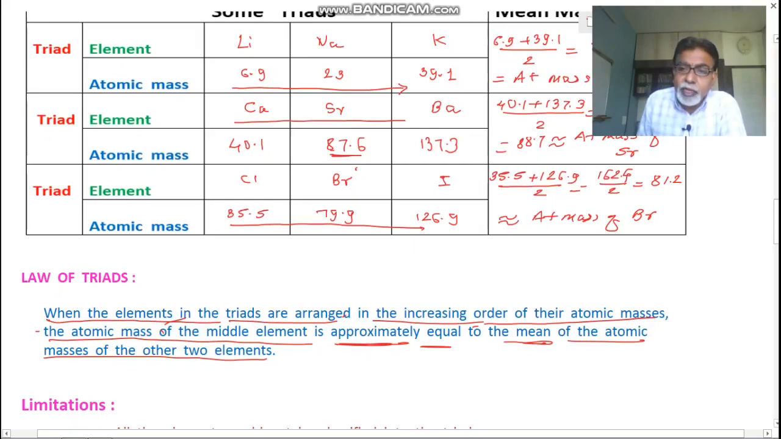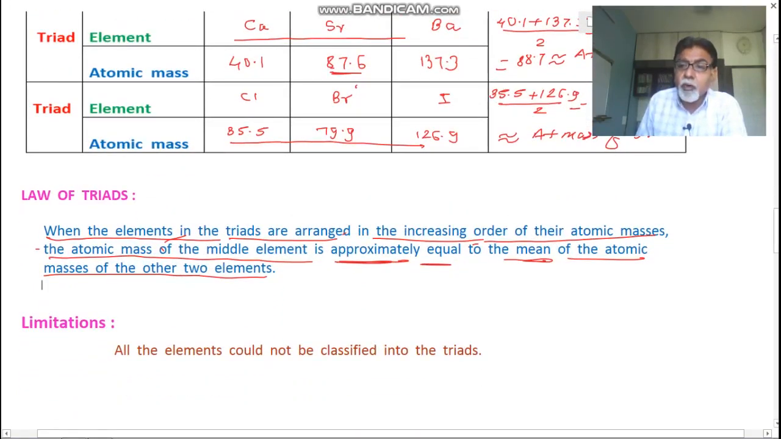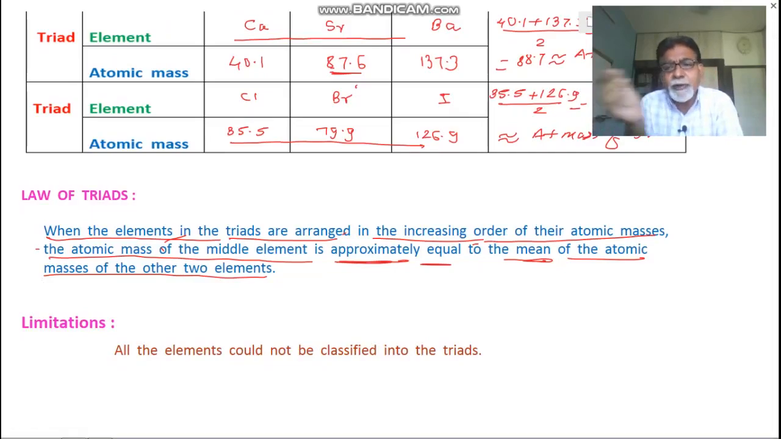मग काय झालं पुढे? सक्सेस झालं? No. There were certain limitations in this triad or in this classification. All the elements known at that time could not be classified into triads. सगळेच एलिमेंट्सचा असा 3-3चा गट तयार करता आला नाही. At that time Dobereiner made only 5 triads. आणि काही ट्रायड्सने तर त्याचा नियम पाळला पण नाही.